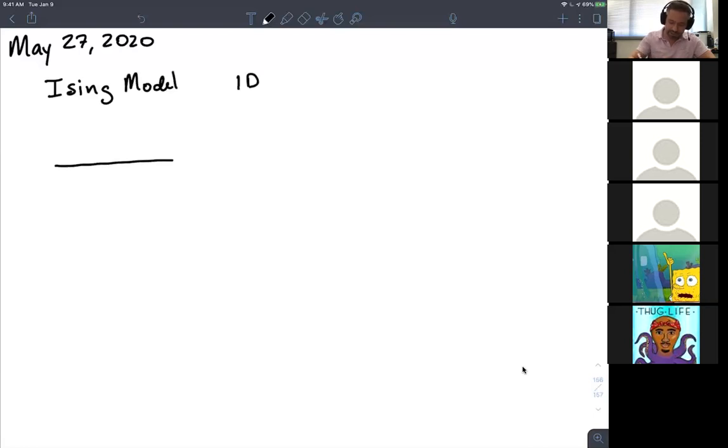1D is where you have just a line with a collection of spins, electrons on the line. They are all equal distances apart, just to keep things relatively simple. So we have n of them, and we label which one they are with the index i: 1, 2, 3, to n.